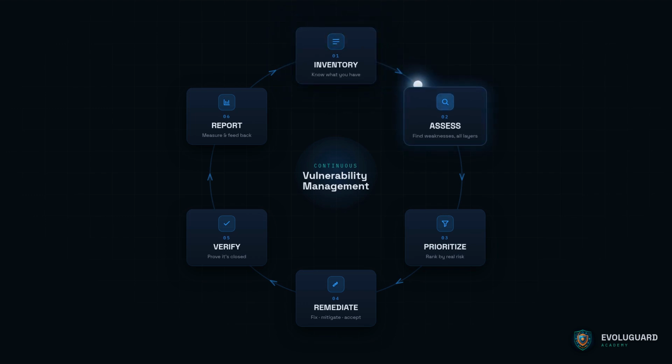And every stage needs an owner. A vulnerability with no name attached to it is a vulnerability that will still be open next quarter. We'll come back to ownership when we plan the program, but plant the flag now. Tooling finds problems, people and process close them.